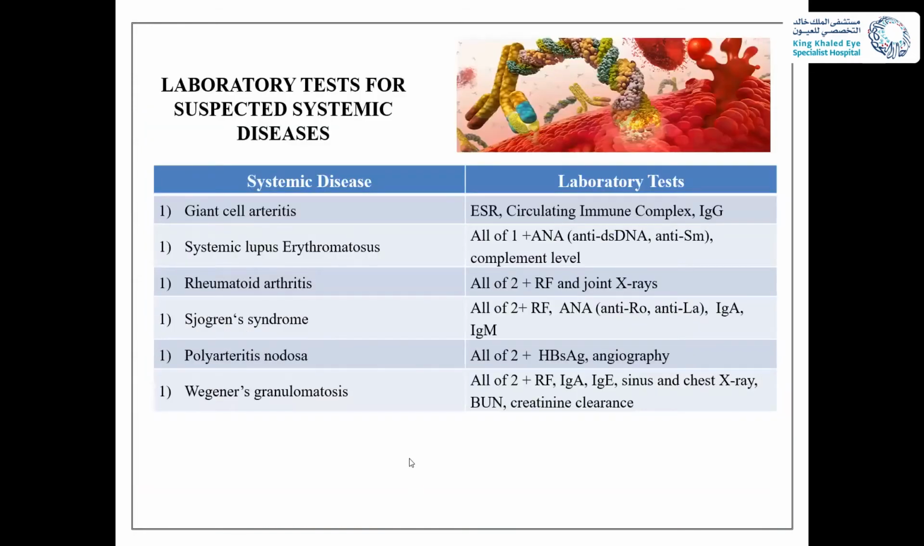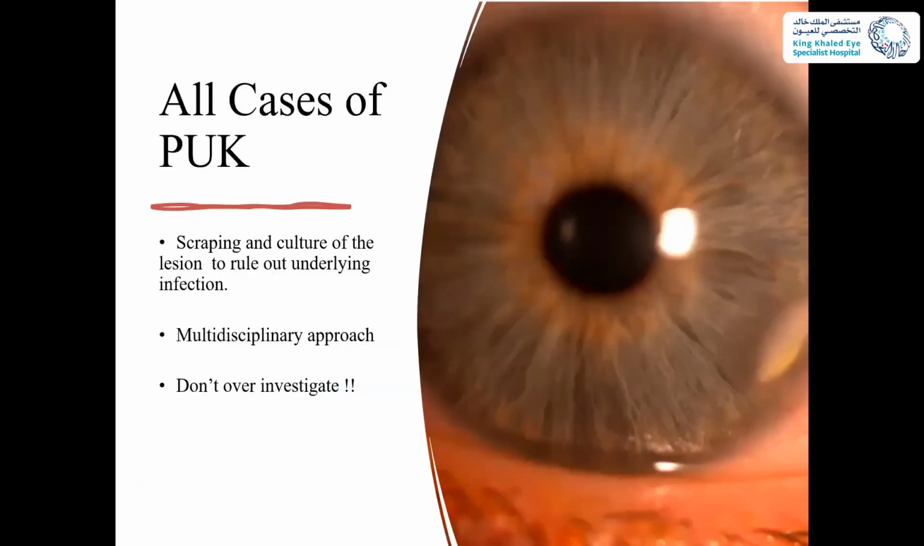Now we have a list of lab tests that we have to know, but we shouldn't order them all. We just need to know that these tests are peculiar to certain diseases. Tests will be requested based on the clinical findings, systemic as well as ocular.